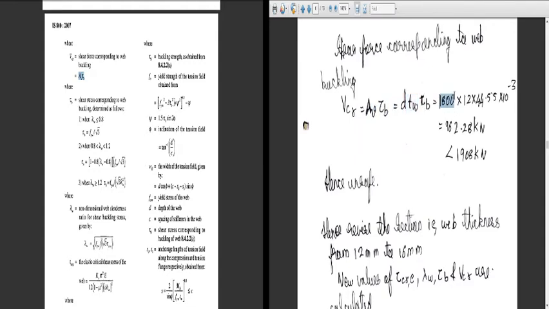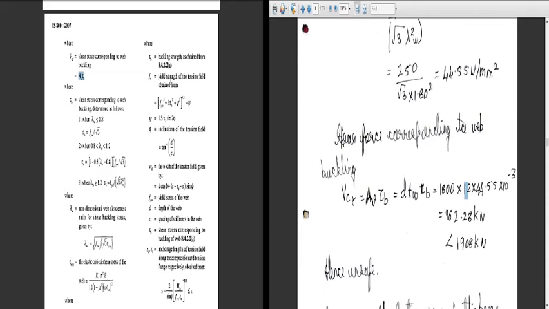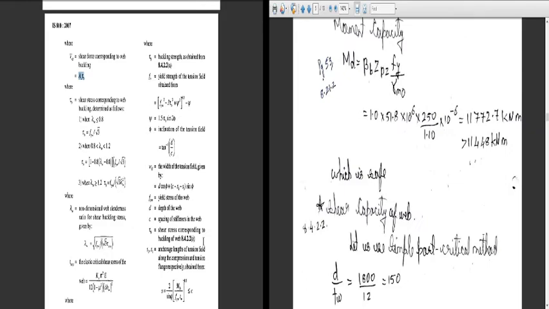So 1800 into 12 mm thickness into the 44.55 Newton per mm square we have computed. We will convert it to kilonewton, so it is equal to 962.28 kilonewton. So what is happening here? Our shear force acting on the beam, which was initially calculated, you can see, is 1908 kilonewton. Let us go back. Here you can see the maximum shear force is 1908.